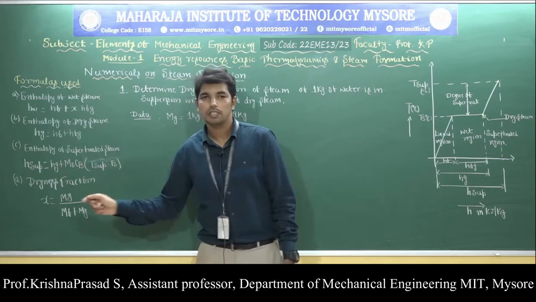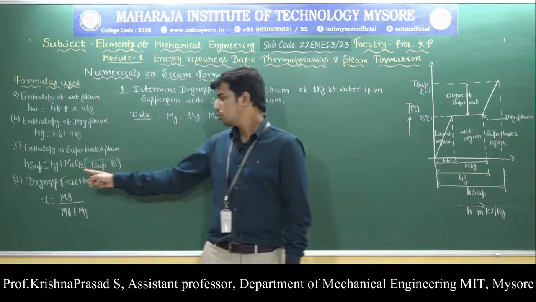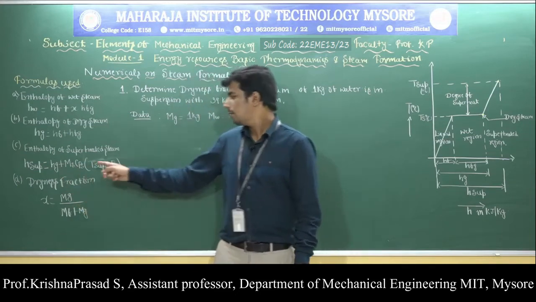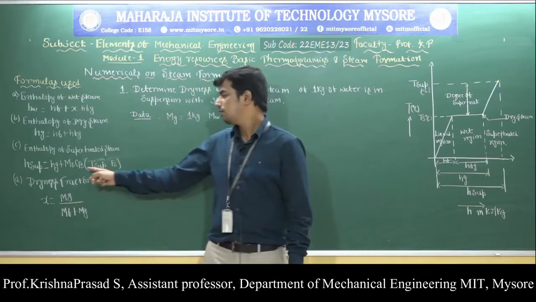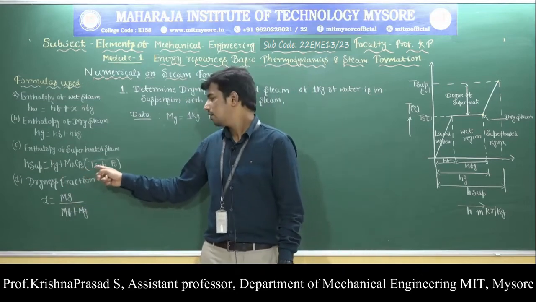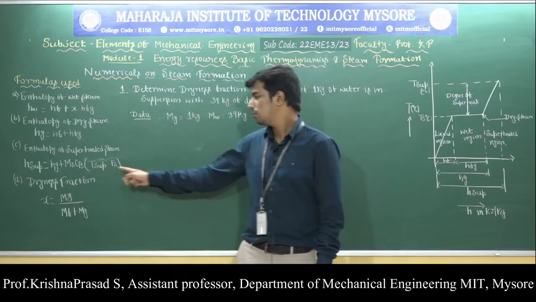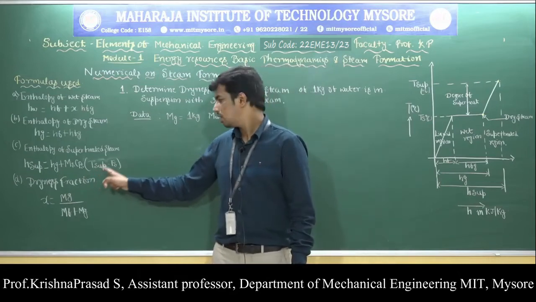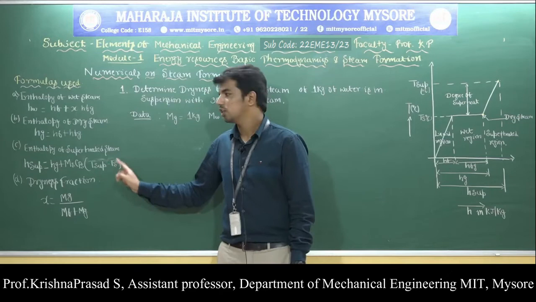And the formula for the enthalpy of superheated steam is hsup equal to hg plus ms, the mass of steam, times cps, the specific heat of steam, times tsup minus ts. Tsup is the superheated temperature, and ts is called the saturation temperature.